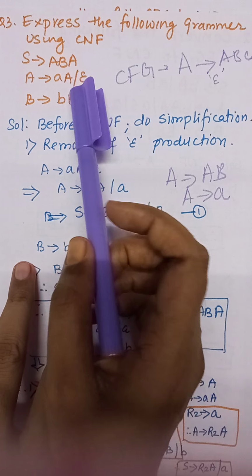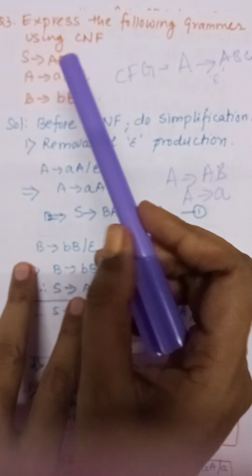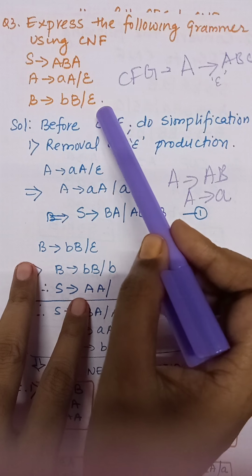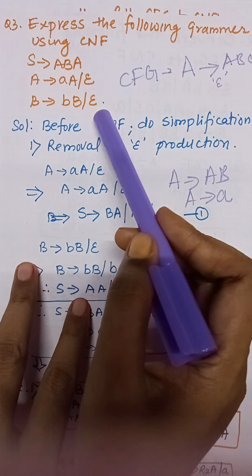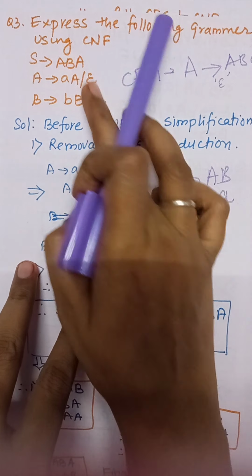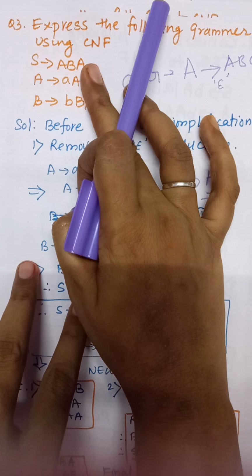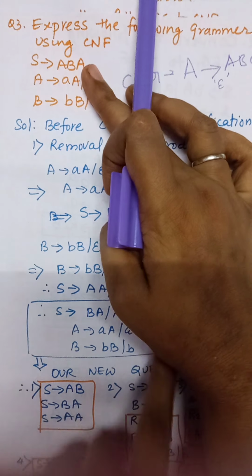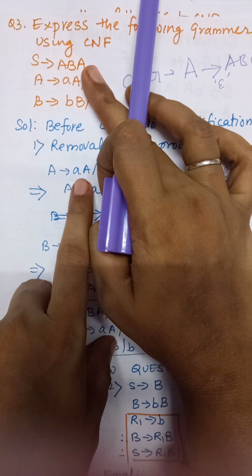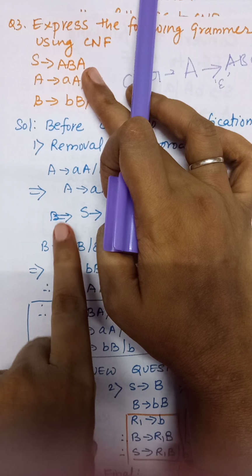So in the conversion into CNF, if this kind of question is given where the epsilon is present, what we have to do first is remove the epsilon from our grammar. For removing the epsilon, first of all, we are going to write all the productions without writing epsilon. So ABA we write as it is, AA as it is, then BB as it is, without considering the epsilon.